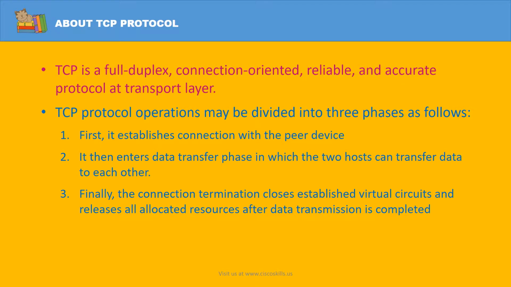TCP is a full-duplex, connection-oriented, reliable, and accurate protocol at the transport layer. TCP protocol operations may be divided into three phases. Connection establishment phase, where connections must be properly established in a multi-step handshake process before entering the data transfer phase. After data transmission is completed, the connection termination closes established virtual circuits and releases all allocated resources.